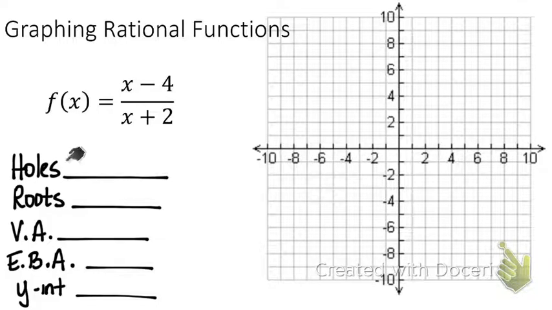So holes come from if you have a quadratic divided by a quadratic. So do we have two quadratics being divided? Do we have an x squared over x squared? All right, so we don't have any holes in this graph, so this has none.